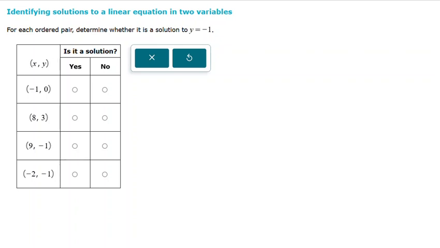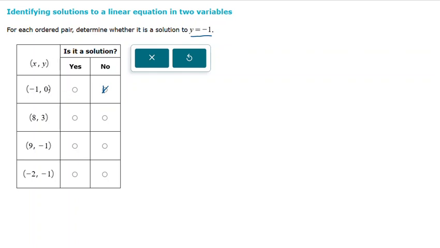In this video, we're going to solve the problem identifying solutions to a linear equation in two variables. So they're going to give us an equation, and we're going to determine whether each ordered pair is a solution to the equation. Now in this one, the equation is y equals -1. So all we need to look for is whether the y coordinate is -1. If it's not -1, then it's not a solution. If it is -1, then it is a solution.